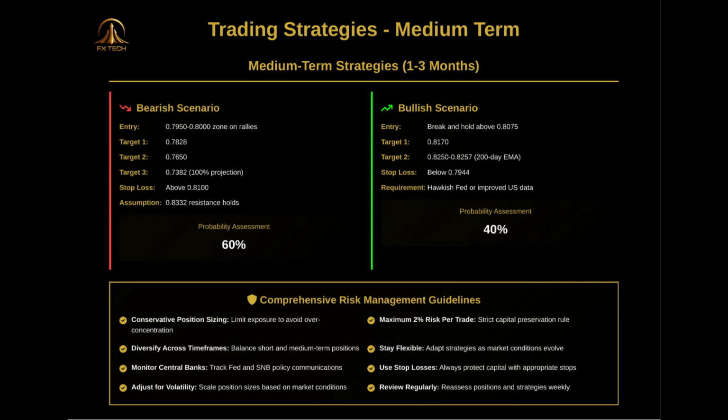The bullish scenario, with 40% probability, requires a break above 0.8075, targeting 0.8170 and 0.8250 to 0.8257. Stops go below 0.7944, requiring hawkish Fed policy or improved U.S. data. Comprehensive risk management includes conservative position sizing, maximum 2% risk per trade, diversification across timeframes, and staying flexible as conditions evolve.